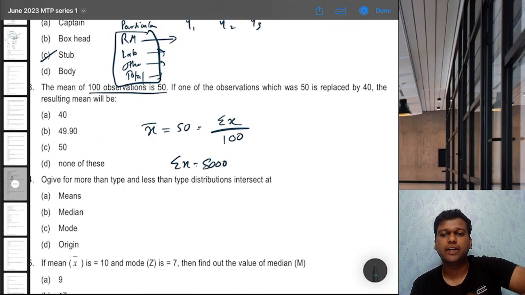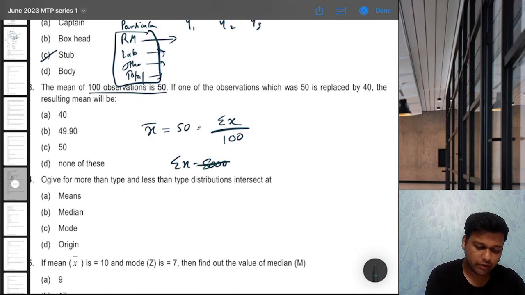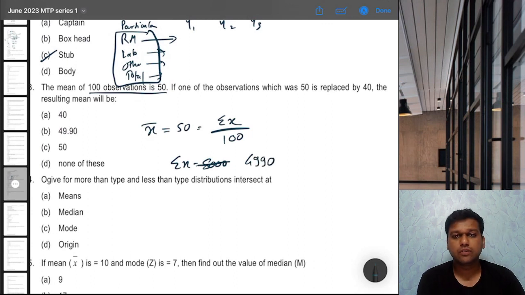One of the observations was 50. It is now replaced by 40. That means it reduced by 10. So now the sum will become 4990. Number of observations, n, is still 100, right? So the new mean will be 49.9, option B.